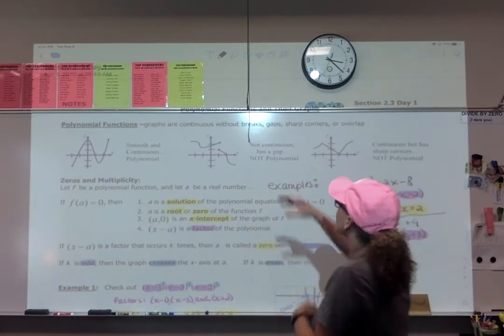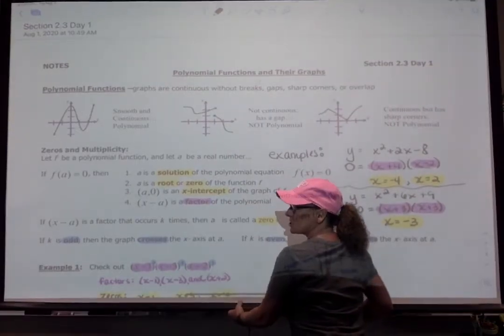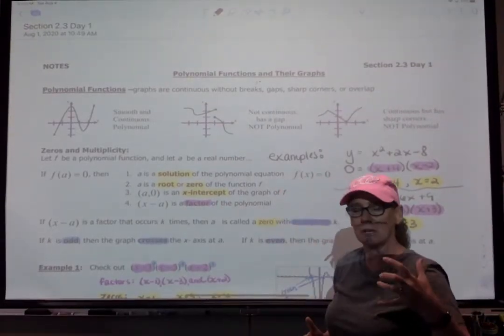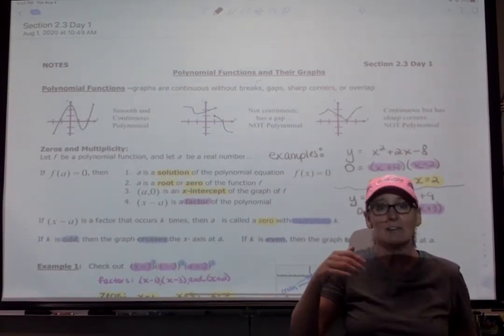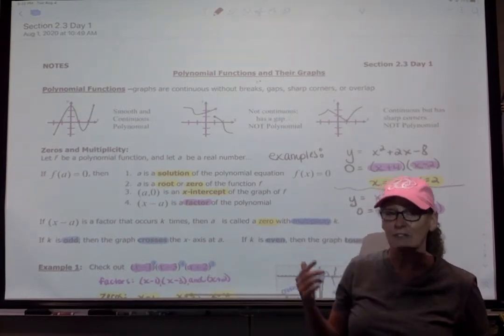Weird, I know. But anyway, I'm going to show you enough about polynomials so that when you just catch a glimpse of an equation that's a polynomial, you'll just know what the graph of it looks like.